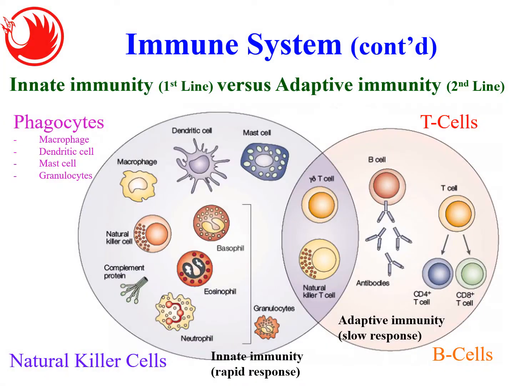So this will talk about first line and second line. You can see this diagram talk about phagocyte, including macrophage, mast cell, and some of these cells: natural killer cell, T cell, and B cell. You don't need to know this, just for your information only, don't need to remember.